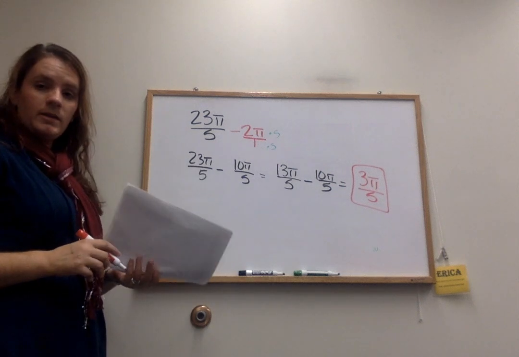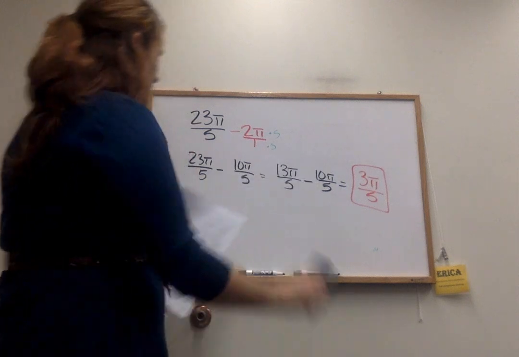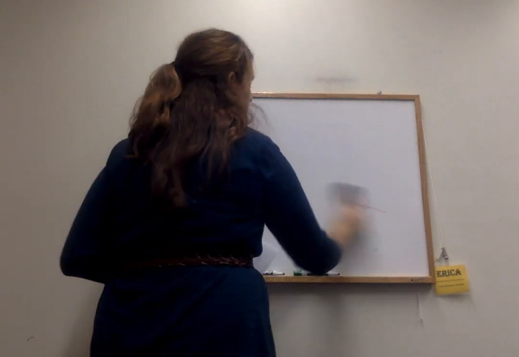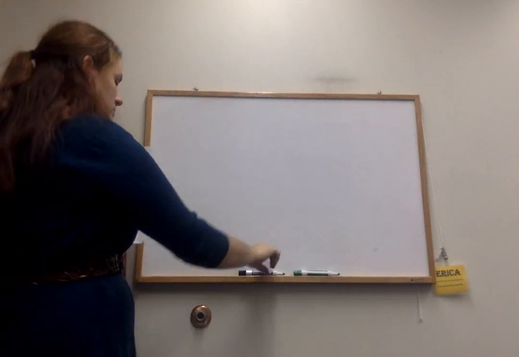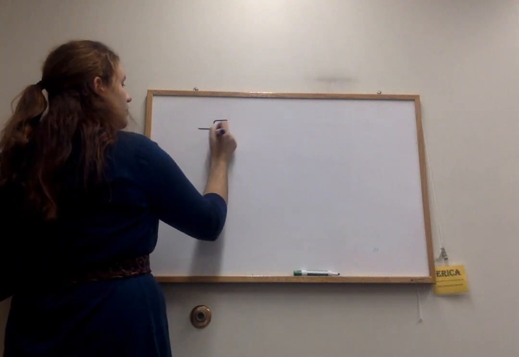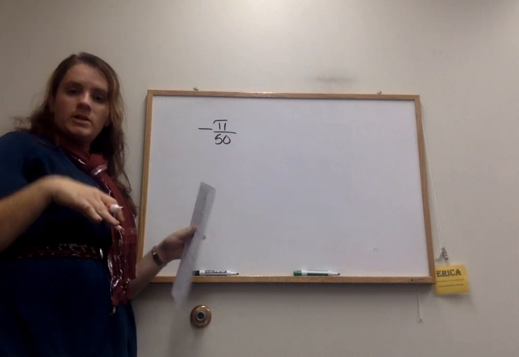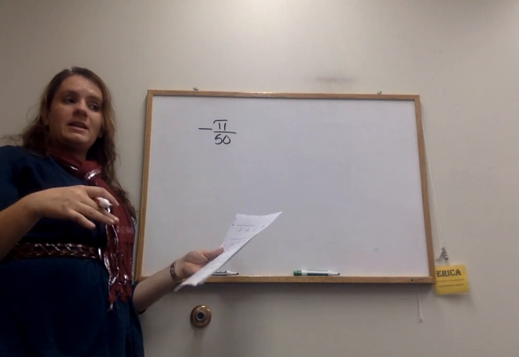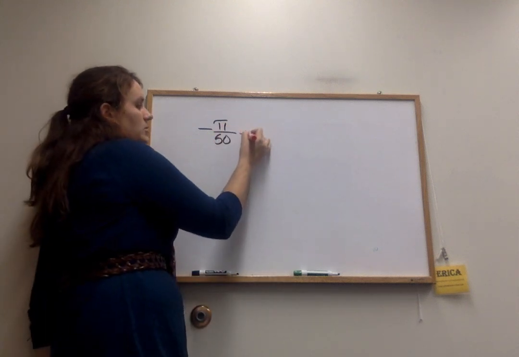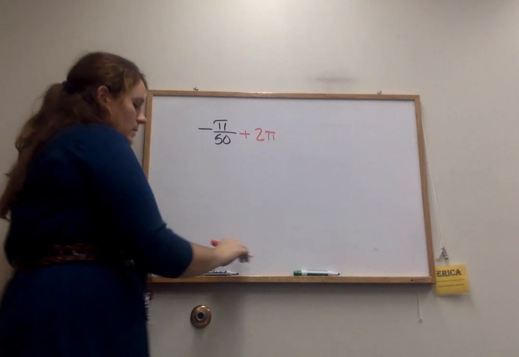All right, let's look at one last example with a negative angle. So we're going to look at negative pi over 50. And just like with the degrees, when we had a negative angle, we added instead of subtracting. We're going to do that here too. We're going to add 2 pi, right?